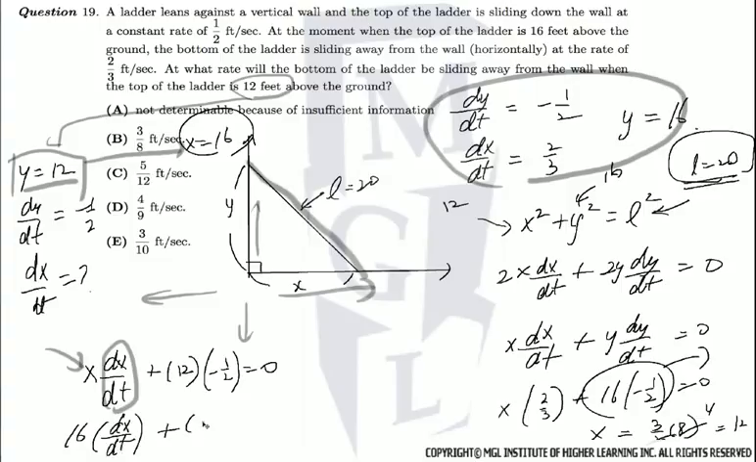That's equal to minus 6. Solve for dx over dt now. 6 over 16. So 3 over 8. And the correct choice is B.